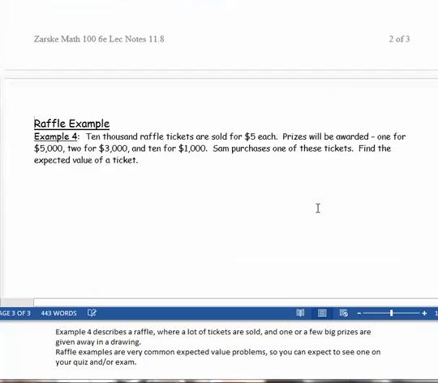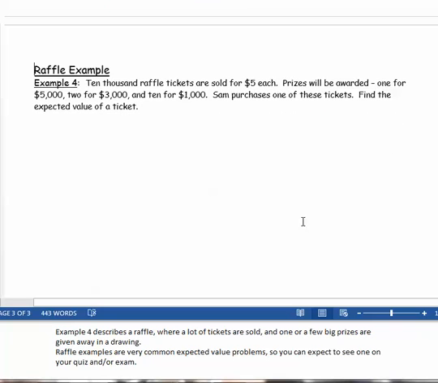Example 4 describes a raffle where a lot of tickets are sold and one or a few big prizes are given away in a drawing. Raffle examples are very common expected value problems, so you can expect to see one on your quiz and or your exam.